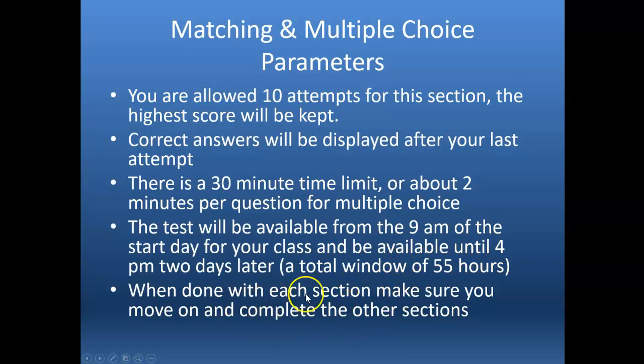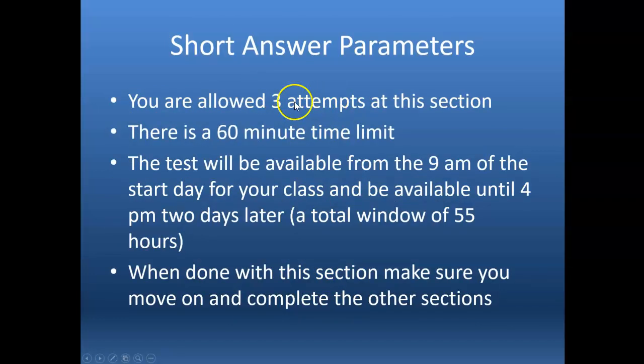Make sure you do all the sections of matching and multiple choice, 2 matching and 2 multiple choice. Short answer question, we'll have 3 attempts, 60-minute time limit for 2 questions. I can't imagine taking anywhere close to 60 minutes, but that's just kind of what we'll stick with. And again, the 9 to 4 window will just stop there, 2 days apart there. Make sure you don't do only the short answer, make sure you get all parts done.